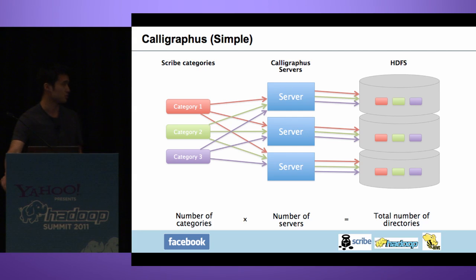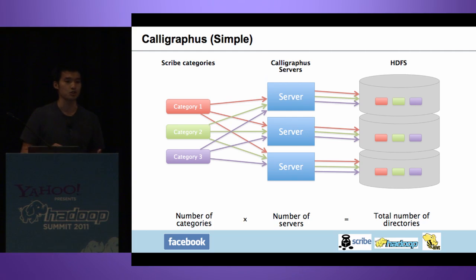So a very simple solution to this problem would be to have every Calligraphus server take each of its independent category streams and just write them to HDFS as their own directories. In general, this works, and in our experience it does work, but it has some problems scaling out to a larger number of categories and servers. This is because the total number of directories, the total number of output streams that we generate, is the product of the 2 inputs of our system, which is the number of categories and the number of servers.